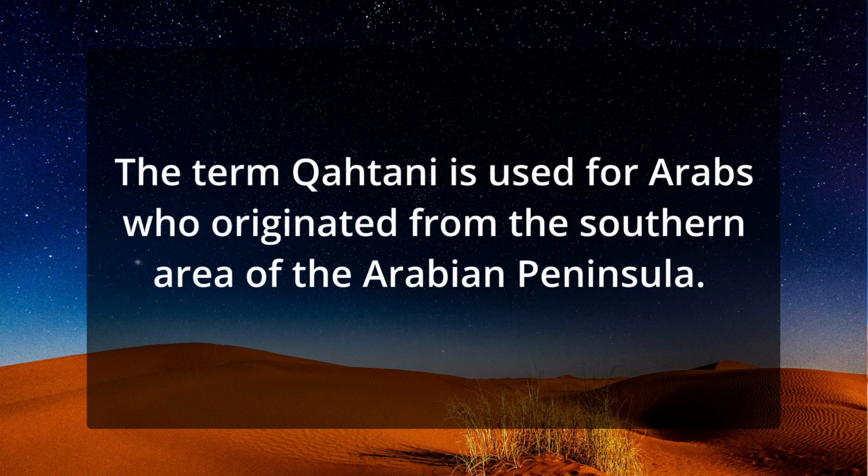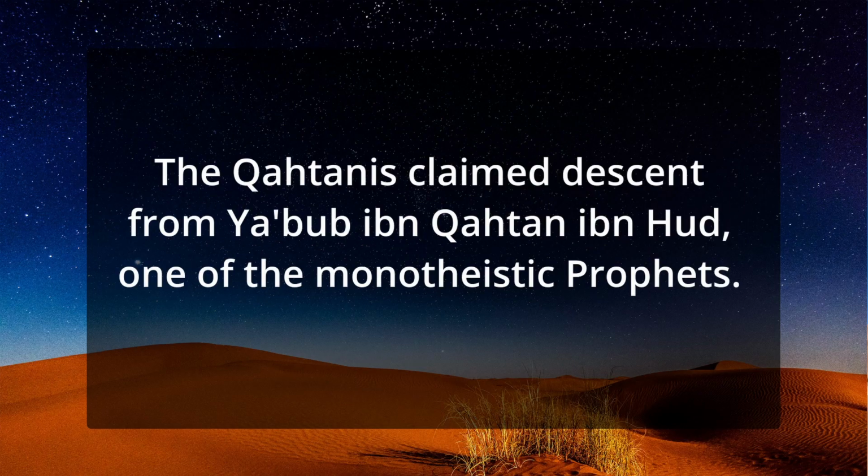Morocco. Another idea about where Bedouins came from is that they might have come from the Qahtani of the Hadramauti uplands. The term Qahtani is used for Arabs who originated from the southern area of the Arabian Peninsula. They dominated the caravan trade in addition to being camel breeders. The Qahtanis claimed descent from Yarub ibn Qahtan ibn Hud, one of the monotheistic prophets.